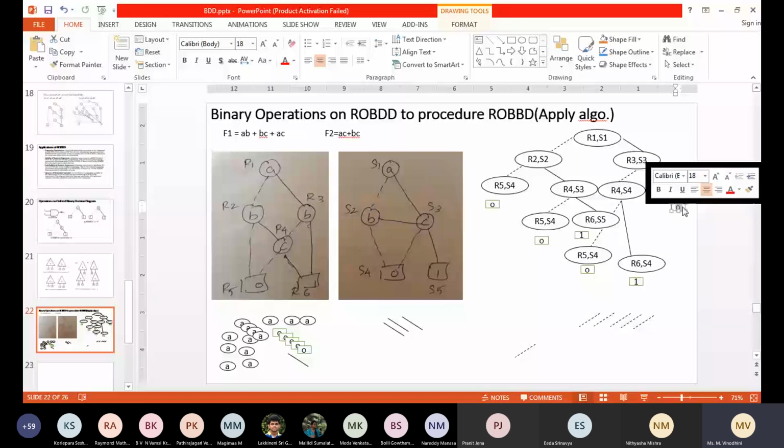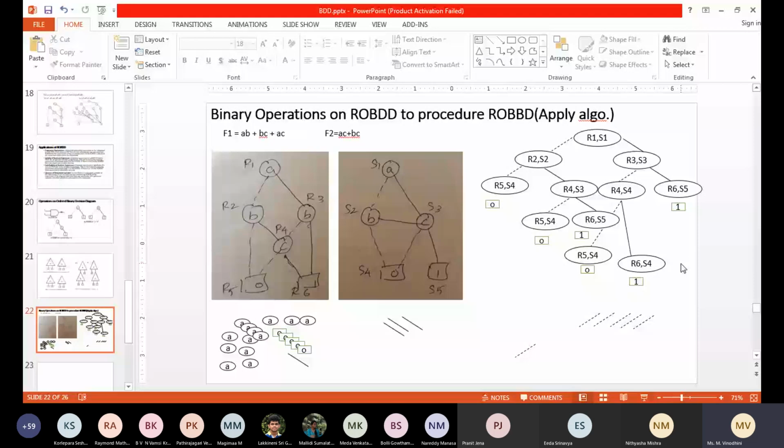So first step, for the given function, draw the ROBDD. For each ROBDD, assign variables like this. Third step, comparing these two, draw this diagram. Okay, this is the third step.